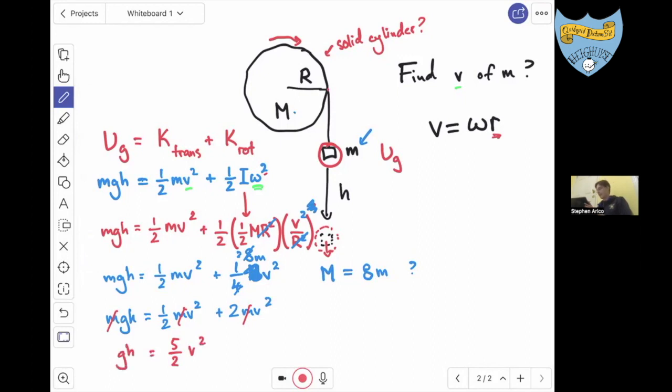All right, I feel like I probably didn't need to go into the specifics of big M equals 8m, but I wanted you to see what a common kind of symbolic question might look like with this, where you substitute in and simplify it all the way down. So our final answer for this particular case would be the square root of 2gh over 5. And that's our answer.